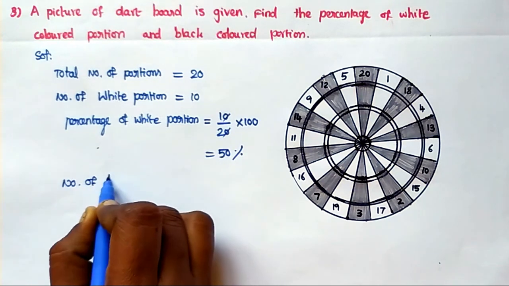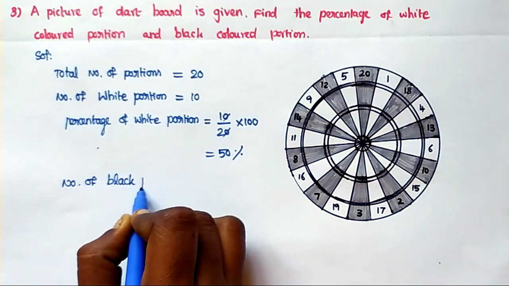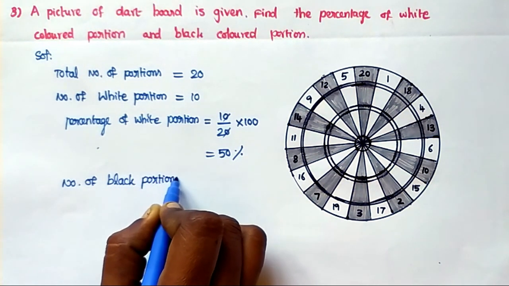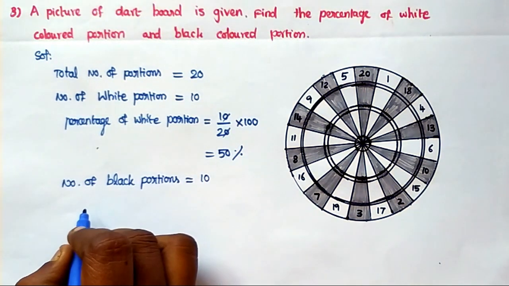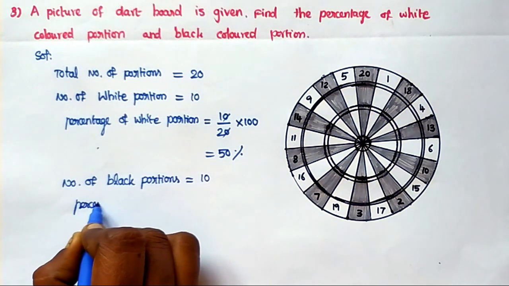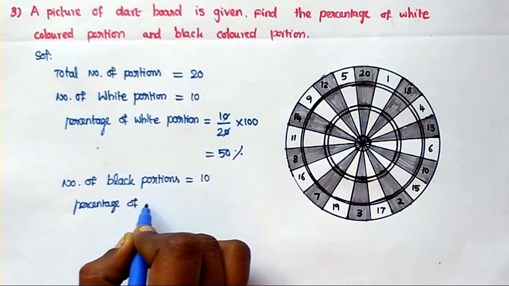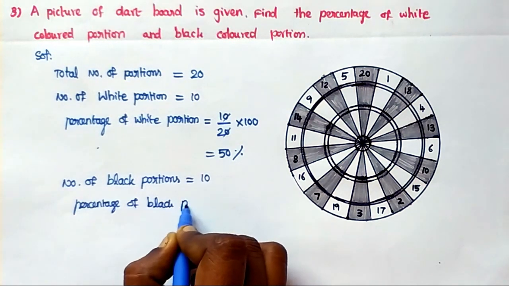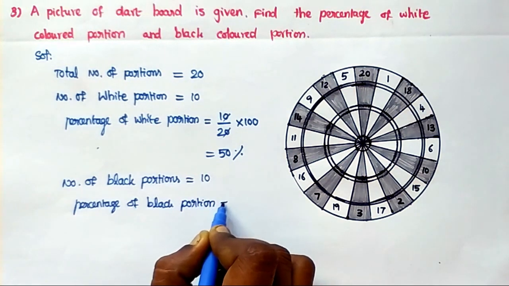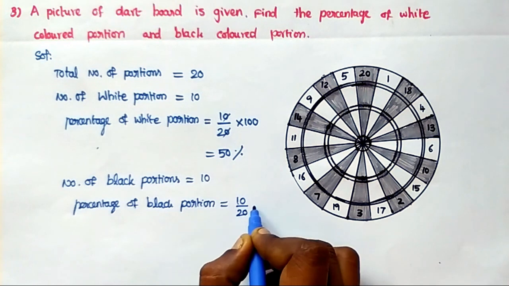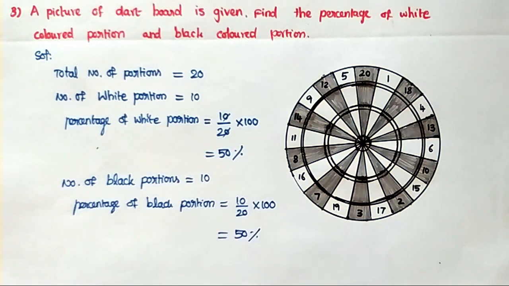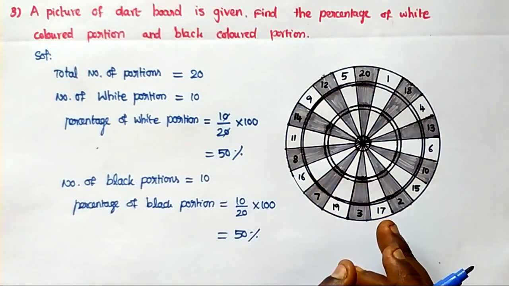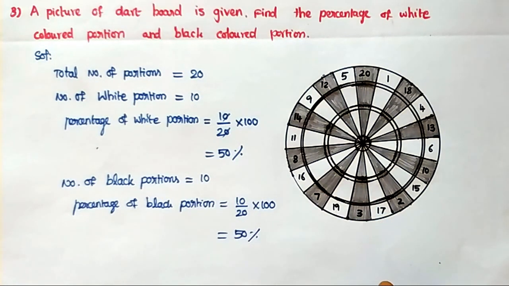Next one, number of black portions, that is also 10. So percentage of black portion is equal to 10 divided by 20 into 100. We get 50 percentage. So 50 percentage white portion and 50 percentage black portion. That is the answer.